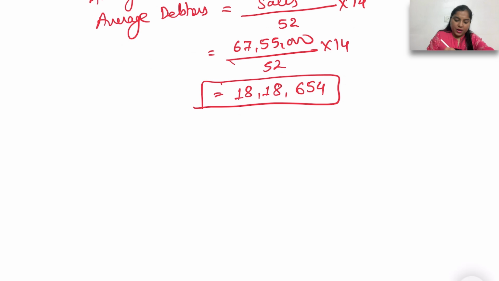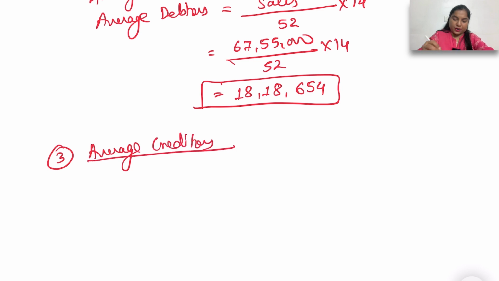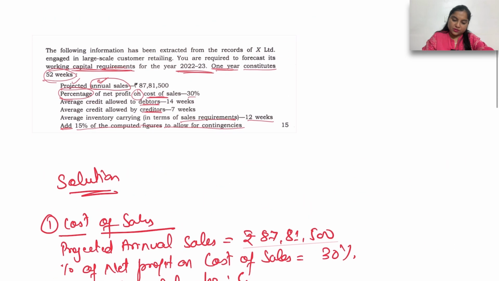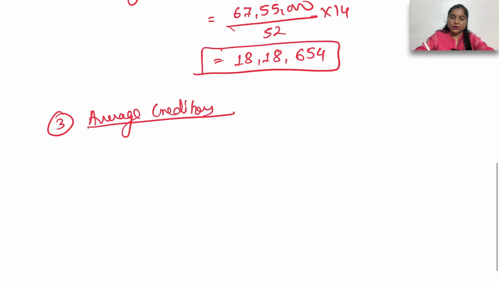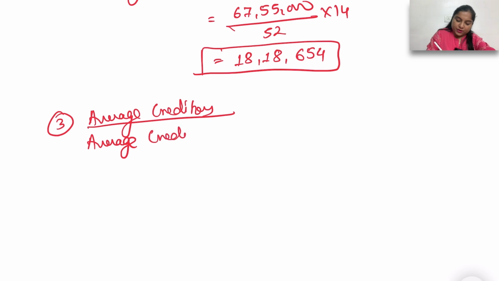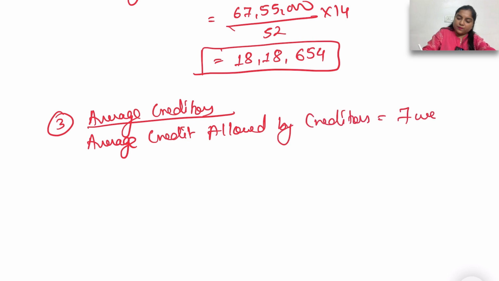Okay. Next in the question we have a creditor. Hope you remember the average creditors. So let's see what is given. The period to the creditors is 7 weeks. So we have average credit allowed by creditors as 7 weeks.